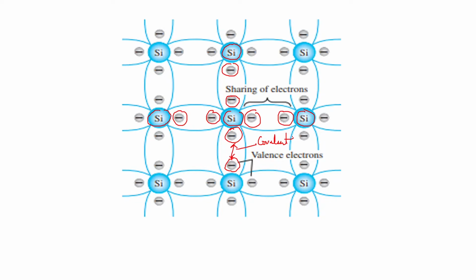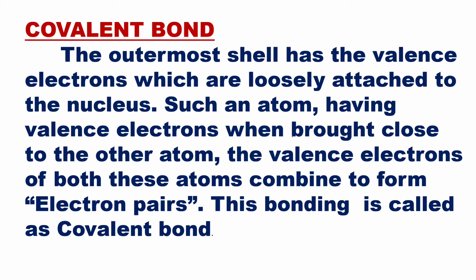That is covalent. Valent means it's speaking about valence electrons. So if you go to see the definition of covalent bond, the outermost shell has the valence electrons which are loosely attached to the nucleus. Such an atom having valence electrons, when brought close to another atom, the valence electrons of both these atoms combine to form electron pairs. This bonding is called a covalent bond.